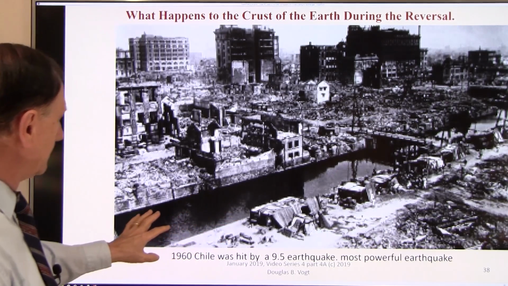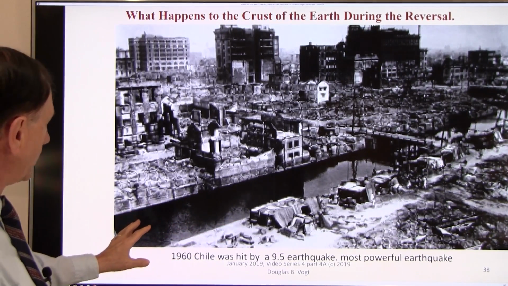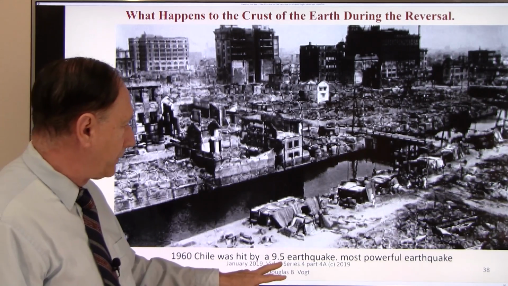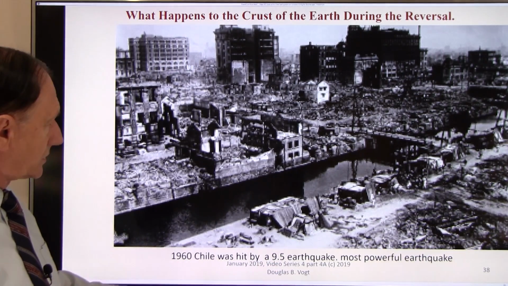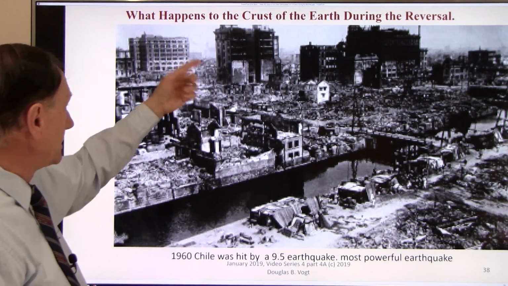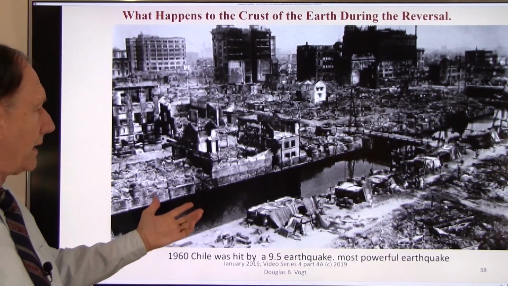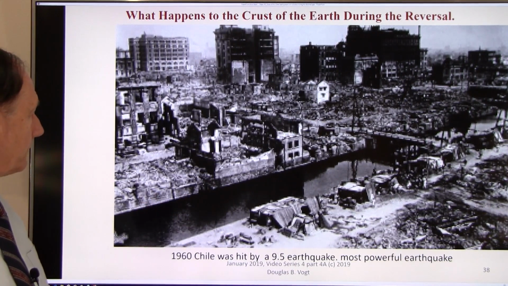This, my God, what happened to my high-resolution picture? This is a 9.5 Richter earthquake in Chile in 1960. Not much left. I'm surprised these buildings are standing. I had a better picture of this. I have no idea what turned out so bad.